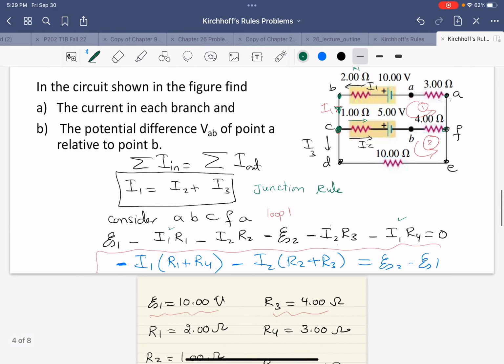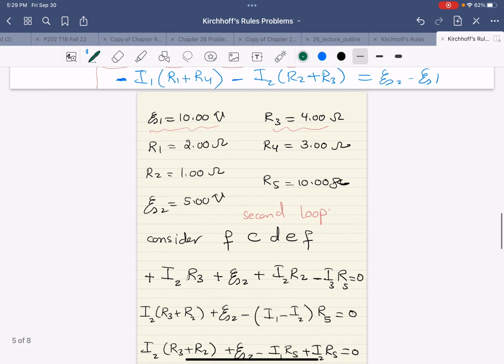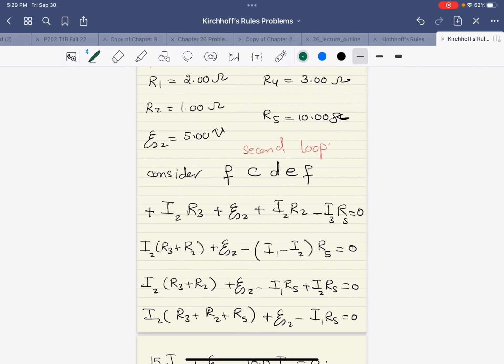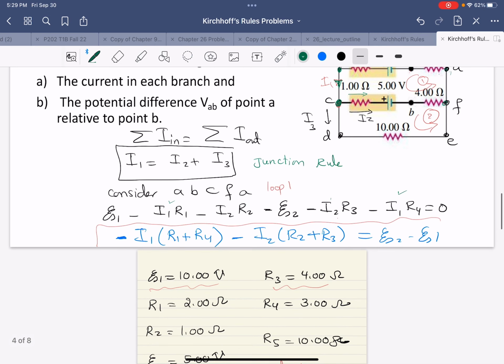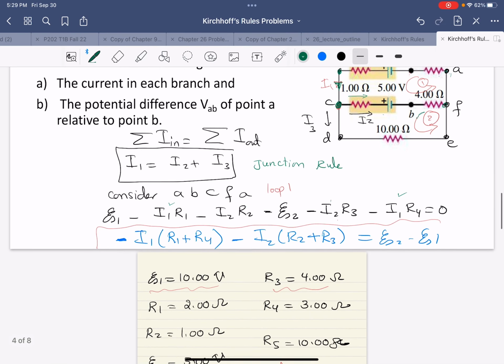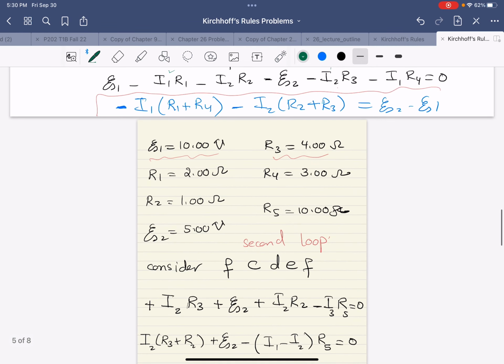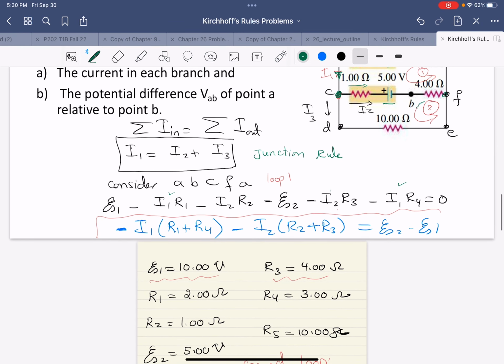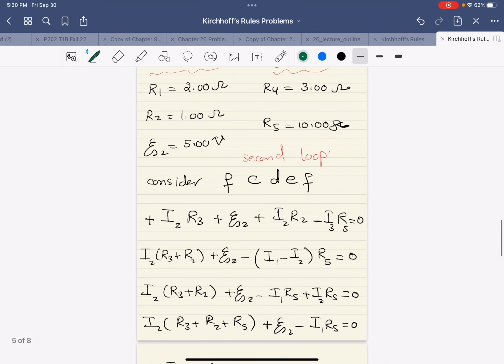Therefore, I'm going to consider the second loop, which is this one, F, C, D, E, F. For that one, I applied the rule again. I2 R3, going in this direction, therefore here I'm going for I2 R3, and then EMF, because I'm going here, and then plus I2 R2, and then negative I3 R5.